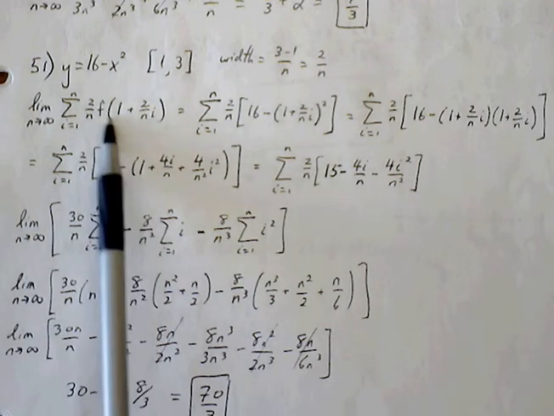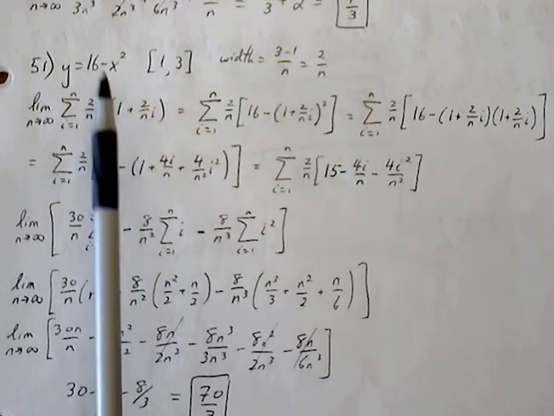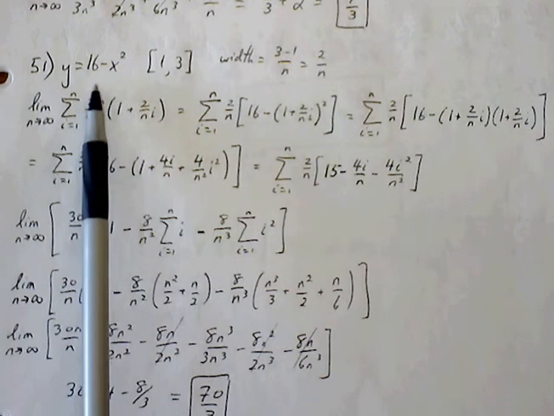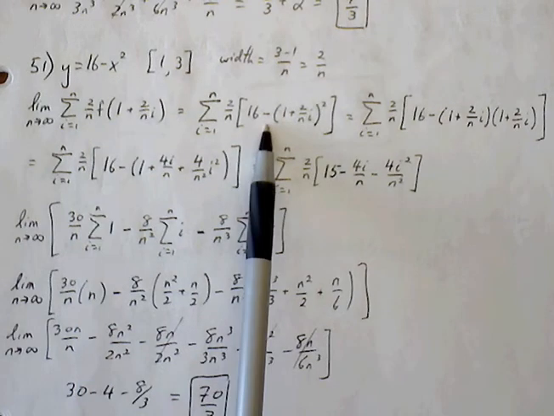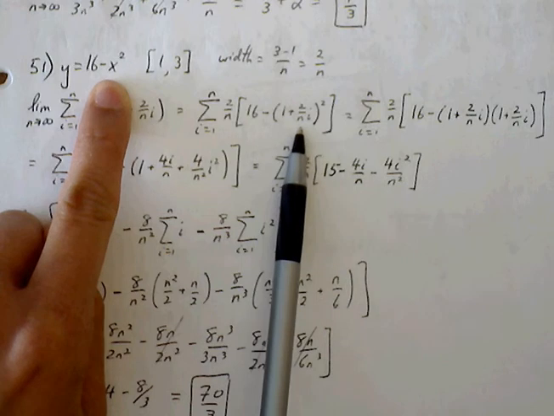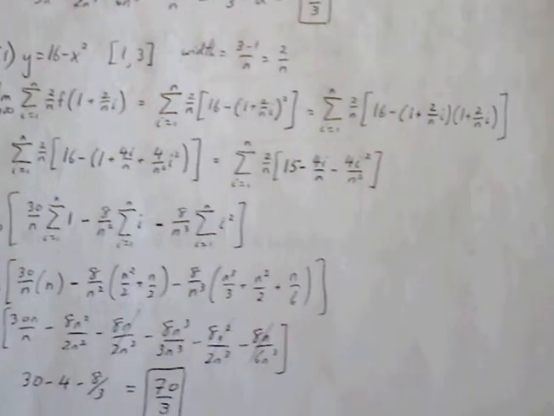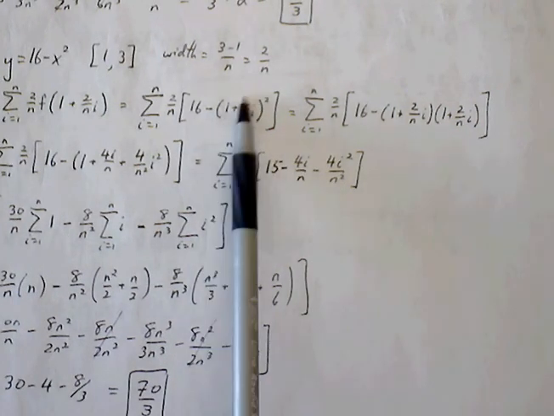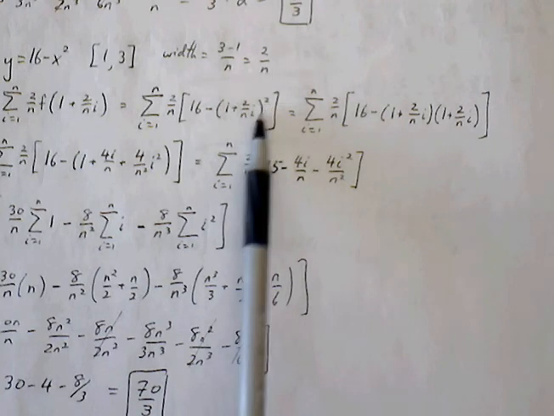Next step, get this out of function notation. We're going to plug all this into the x value here. If we plug this into the x value for the function, we're going to be left with 16 minus x squared, and x gets replaced with 1 plus 2 over n times i, quantity squared. Now we have to do some work to get the parentheses away, and also to deal with this exponent.